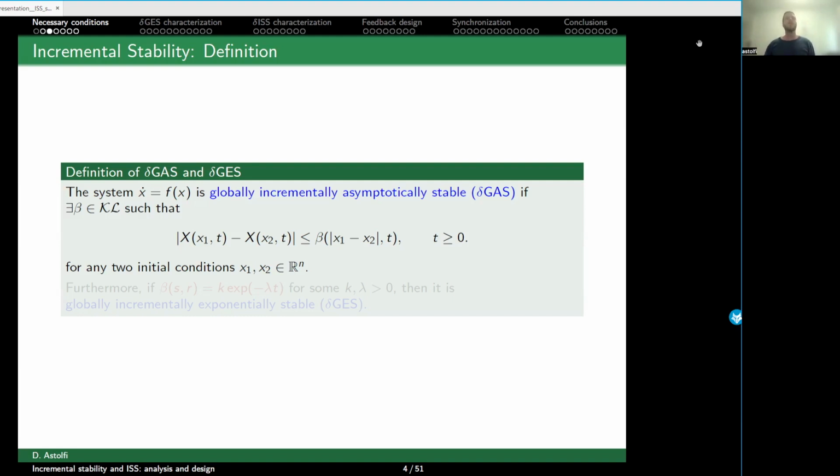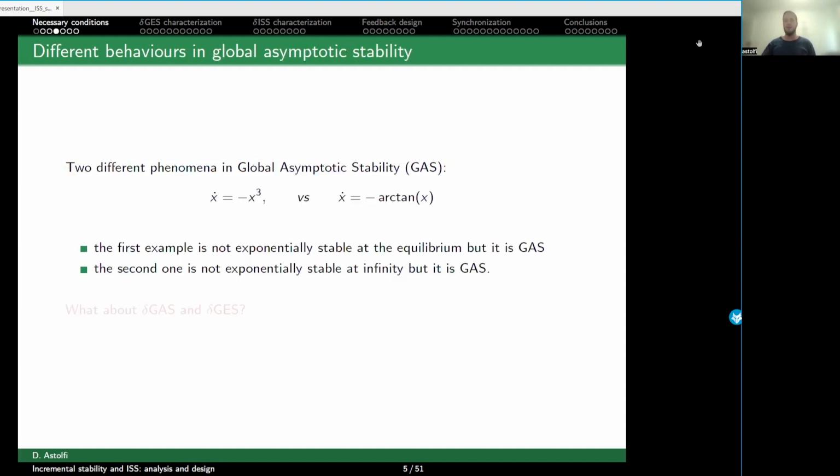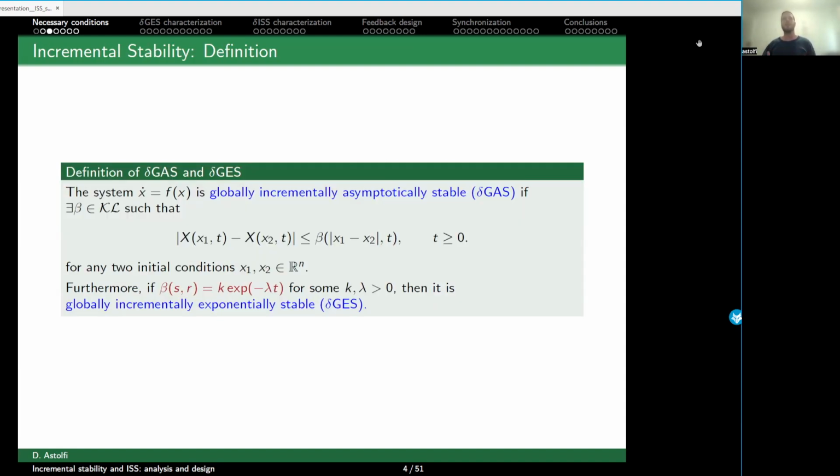Moreover, we say that the system is also globally incrementally exponentially stable if this class KL function actually has the form of an exponential behavior. So beta of s, r is like some exponential function in time. Okay, I will give some properties about why it is important to study this notion of incrementally stable later on during the presentation.